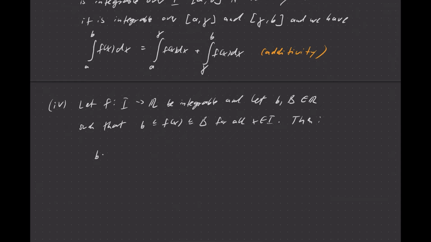b times the length of I, and that length of I is simply given by b minus a, is less or equal to the integral of f of x dx from a to b, and that is less or equal to capital B times the length of the interval, b minus a.